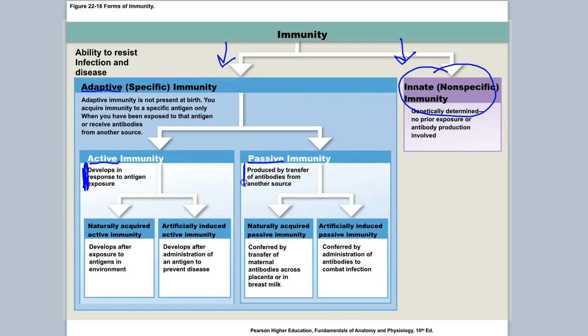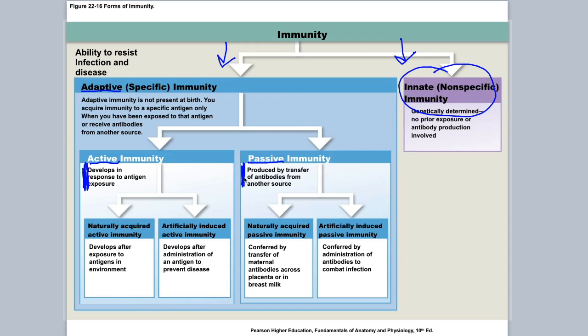Passive immunity is not involving any real work by our cells. Passive immunity is produced when antibodies, these little protective protein molecules, are transferred to our own body from another source. So in this case, in passive immunity, our cells aren't really doing much to protect us. We've just acquired some antibodies in our own body that are going to passively protect us.